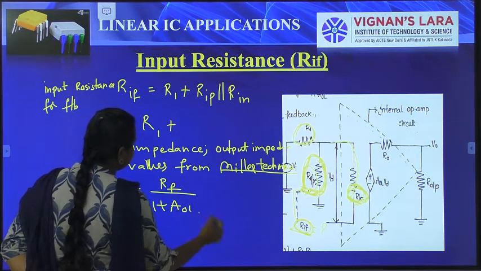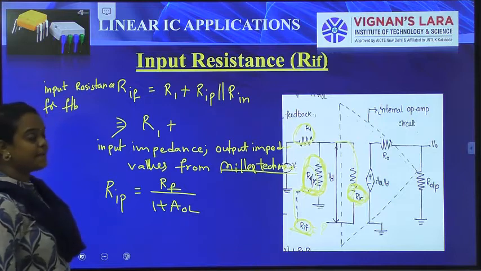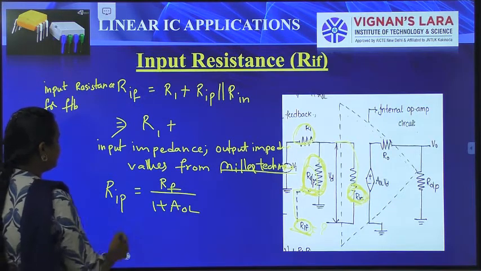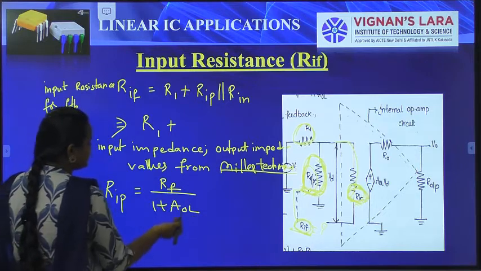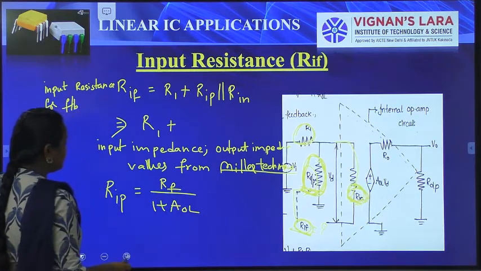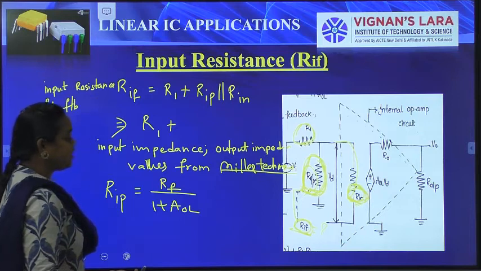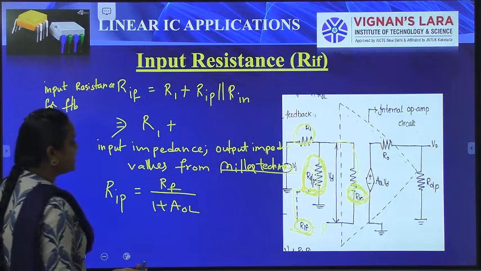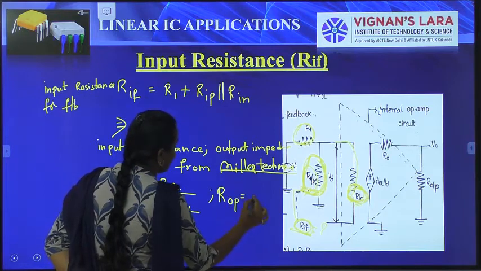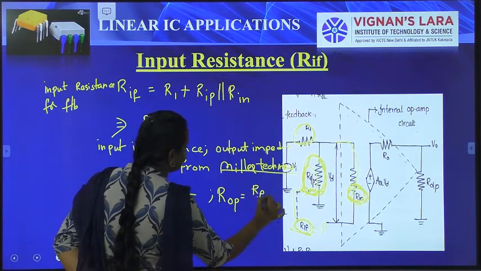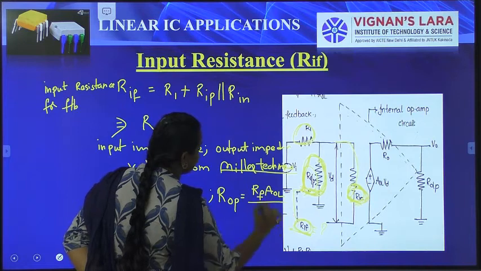We already derived this in the practical operational amplifier. So here we already know what is meant by RF and AOL: the feedback resistor and the open loop gain. So R input is given as RF by 1 plus AOL from the Miller technique, and R output is equal to RF AOL by 1 plus AOL.